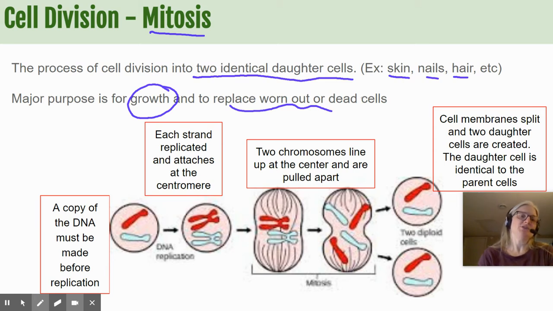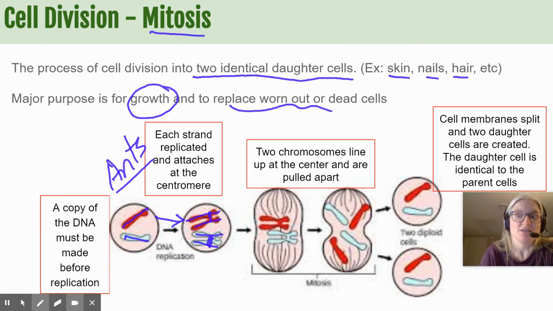Okay, so for mitosis, a copy of the DNA must be made before replication. So here is your copy of each chromosome that's occurring. So your red one forms a copy, which are attached at the centromere, and your light blue chromosome here forms a copy that's attached at the centromere. Okay. We're doing this as though there's only 2 chromosomes. So this is like an ant cell, right? Remember, ants only have 2 chromosomes. We would have 23 of these in our cells. So a little bit more messy. So we're just dealing with ants.